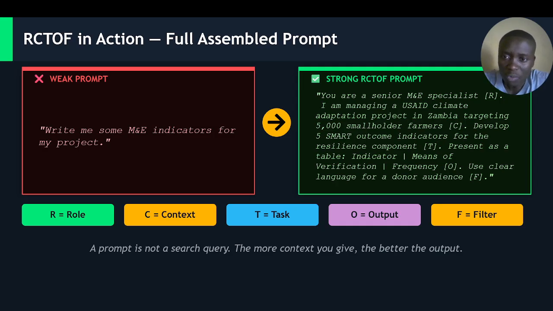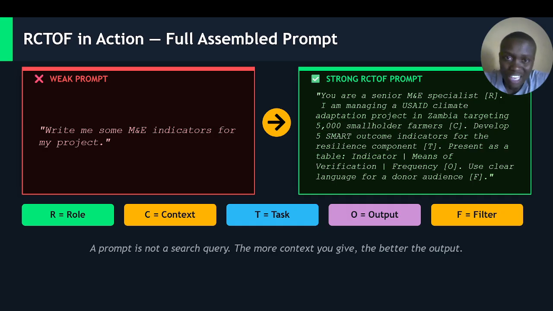Then here we have a strong prompt, which has used the framework that we just went through, right? So this is how your prompt is going to look. For example, you assign it a role as an M&E specialist, right? You've given it a role. Then you give it the context. Say, I'm managing a USAID adaptation project in Zambia targeting 5,000 farmers. You've given it the context, right? And then you give it a task to say, develop 5 SMART outcome indicators for the resilience component. You've given it a task.